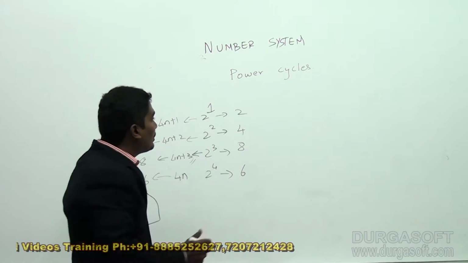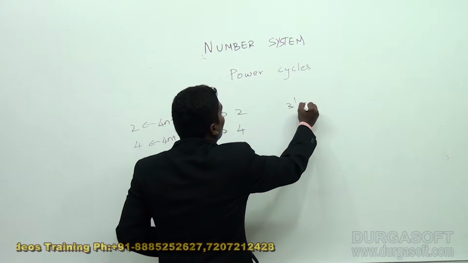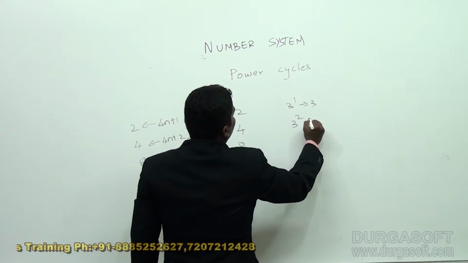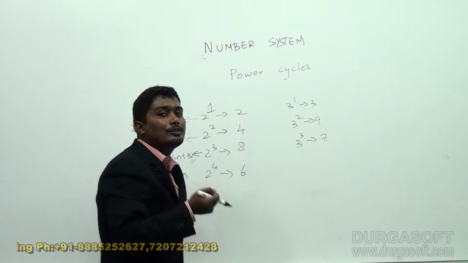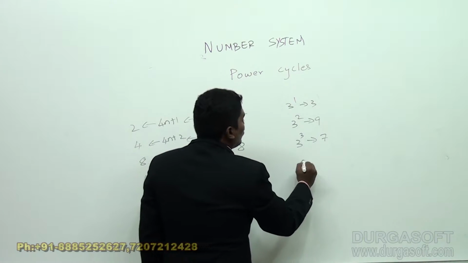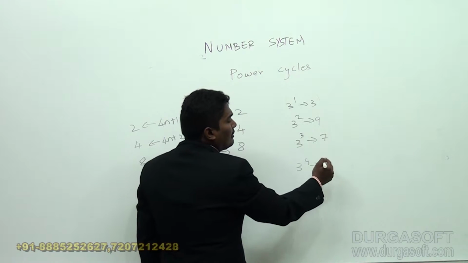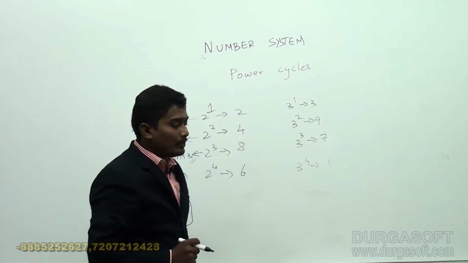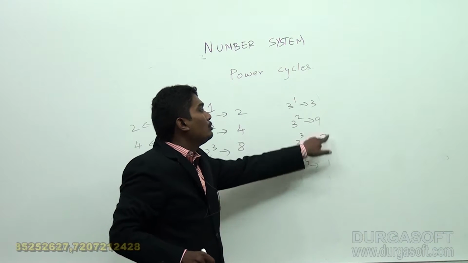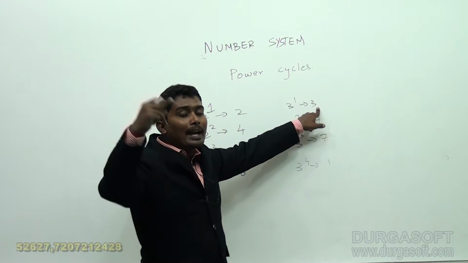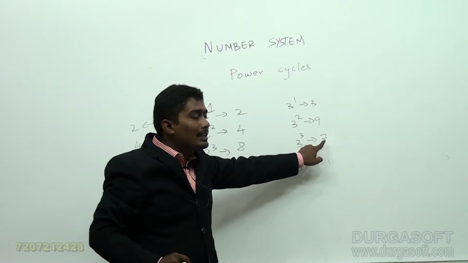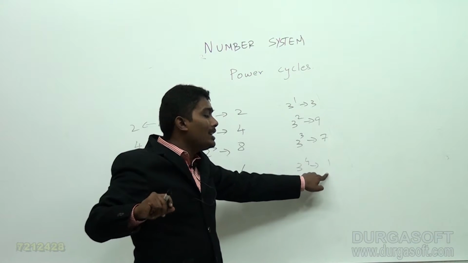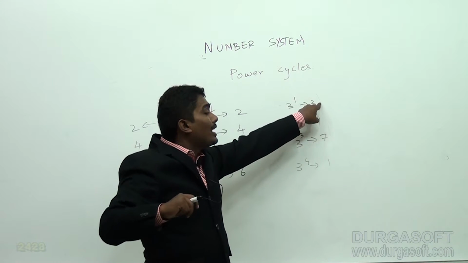Same way I will try to find the power cycle of 3. 3 power 1 is 3. 3 square is 9. 3 cube is 27, so I will take only the units place, 7. 3 to the power 4: 7 into 3 will give me 1 as the units place. Again 3 power 5 means 1 into 3, 3. I am calculating only the units place. Again 3 into 3, 9. 9 into 3, 7 last digit. 7 into 3, 1 last digit. 1 into 3 again 3.